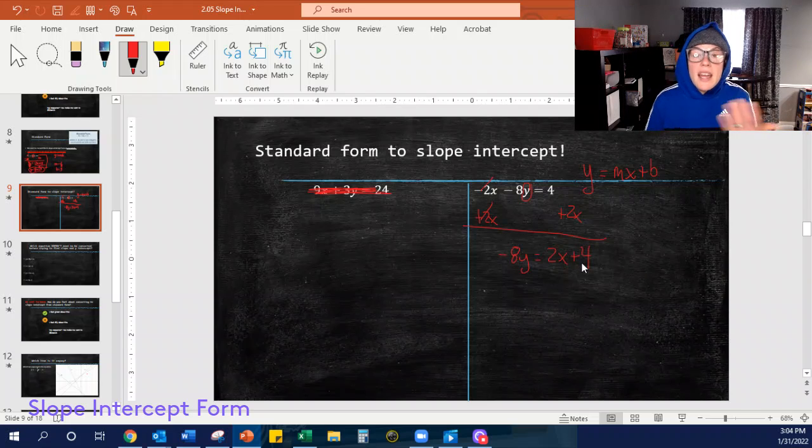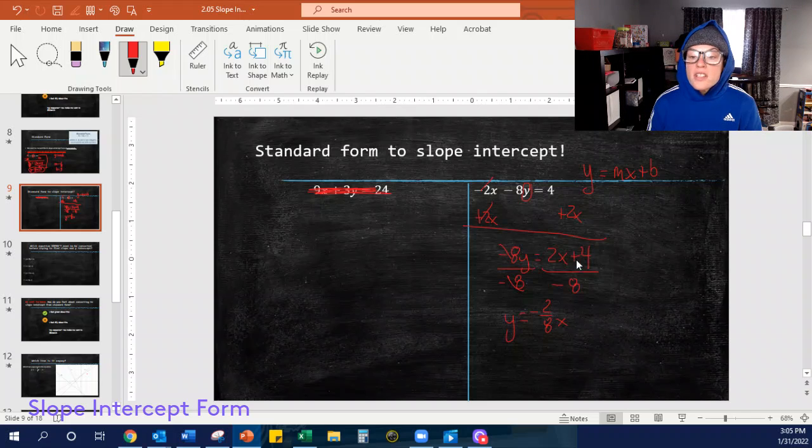Remember, I want my x term first, and I'm allowed to maneuver things around because of mathematical properties. I'm getting y by itself, so I divide by the coefficient of negative 8. That means I have to divide everything by negative 8. That goes away, and I'm left with y equals 2x divided by negative 8. So that's going to be a negative 2/8 x. Yes, I'm going to reduce.